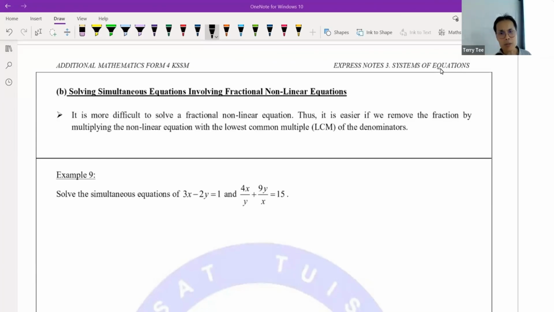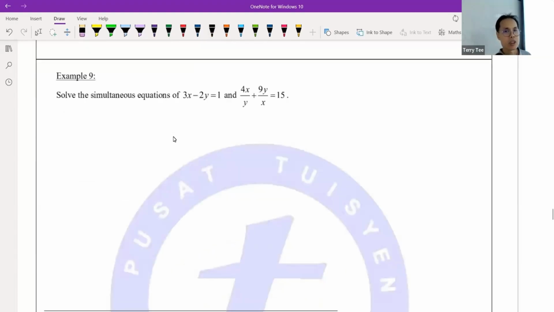Sometimes you may come across a question like this where you have fractions. What you have to do is get rid of the fractions. If you want to decide which to make the subject, choose the one with the smallest fraction because I cannot avoid fractions now. If I make x the subject, I'll have a fraction. If I make y the subject, I also have a fraction. So just make y the subject because the coefficient of y is smaller. Bring over here. My 2y is 3x minus 1. My y is 3x minus 1 over 2.